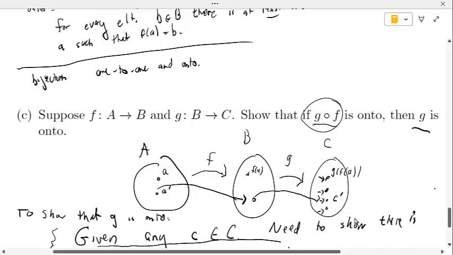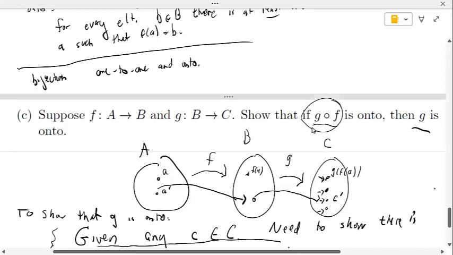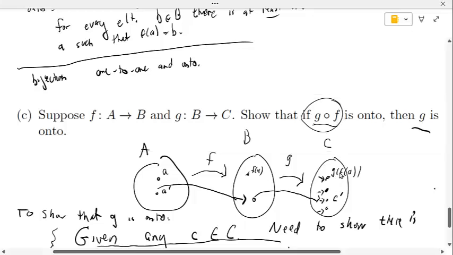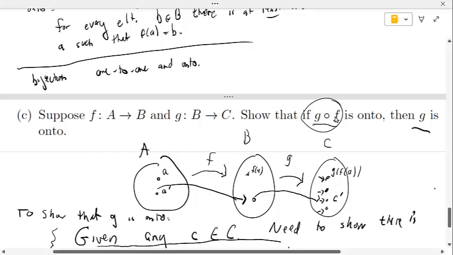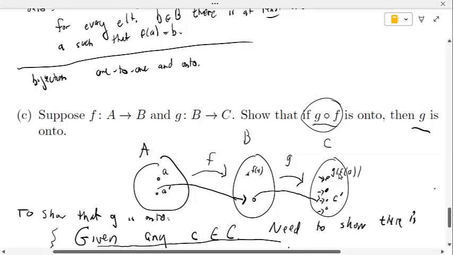It's funny that F goes first and G goes second, and you write it as G composed F. But you're used to that with functions. G composed F means the same thing as G of F, right? So you can write G composed F this way. You can also write it this way, G of F of A. All right, so I've drawn a picture here of how these functions work.